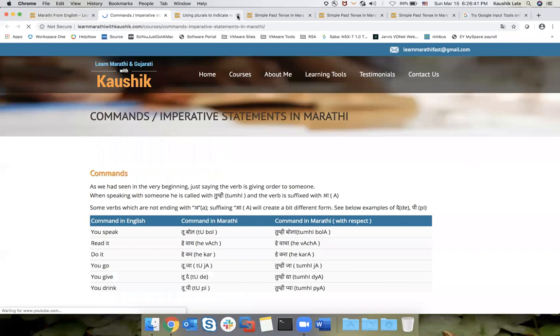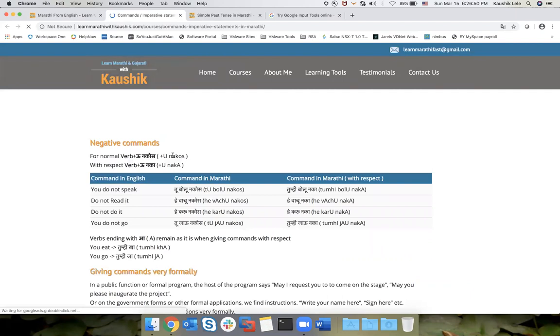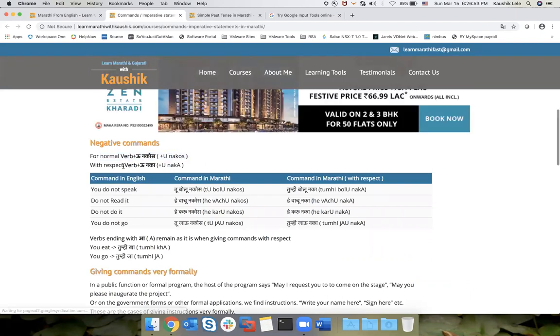Here you say that for negative it will be verb plus unakos, and when you want to say it with respect, you will say verb plus unaka. Kar plus unakos, karunakos. Verb plus unaka, karunaka. So do not speak: tu bolunakos. And if you want to say it with plural to indicate respect, you will say tumi bolunaka. Do not read: he vachu nakos. And with plural it will be vachu naka.